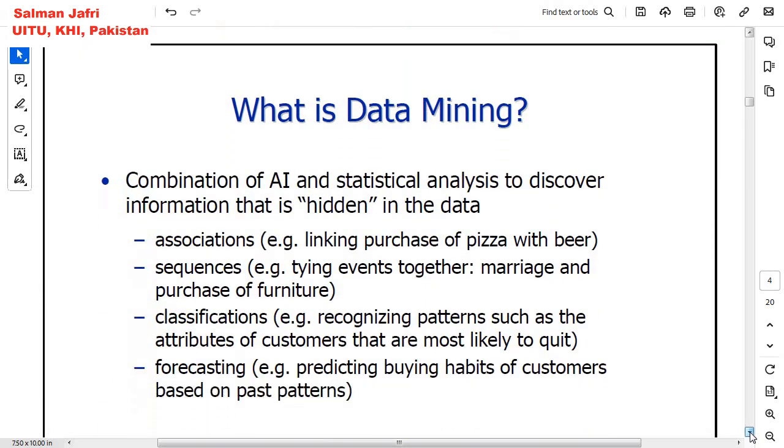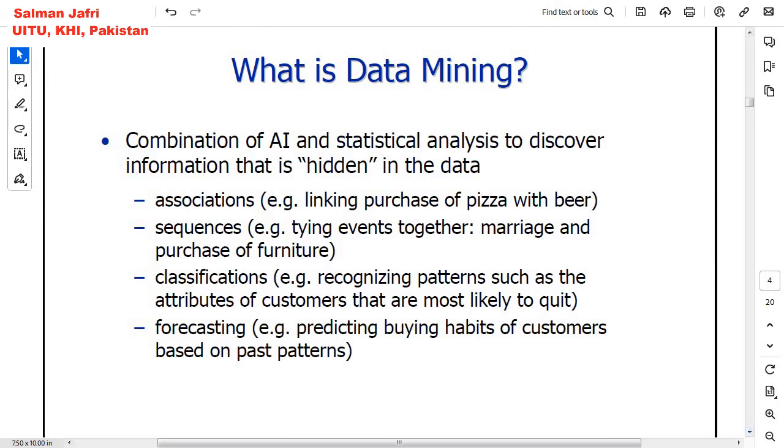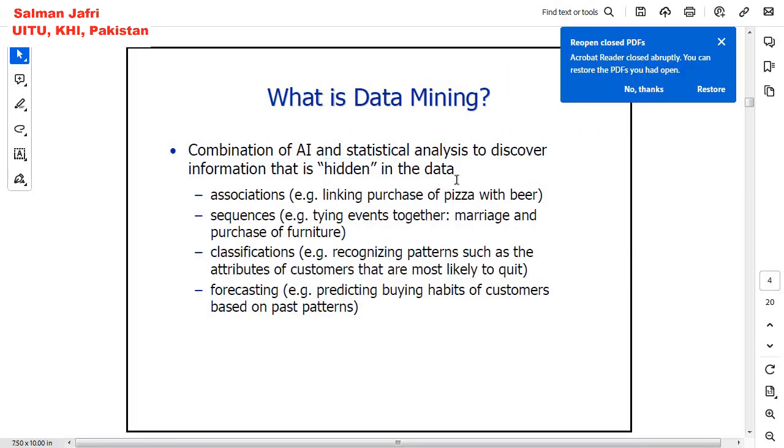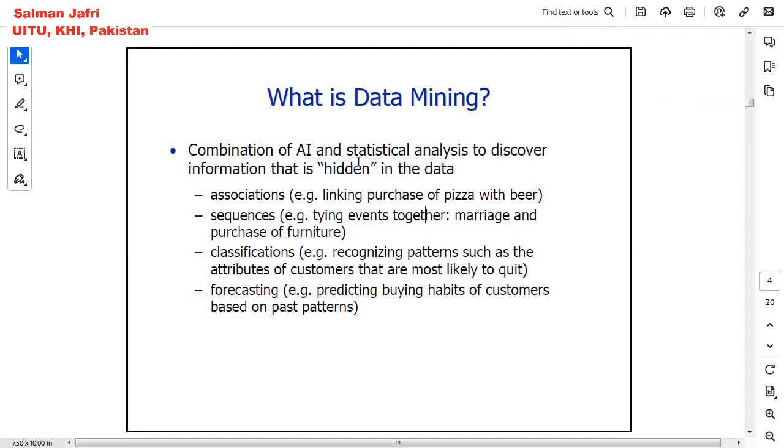So what basically is data mining? Data mining is a combination of artificial intelligence and statistical analysis to discover information that is hidden in the data, right? So what do we mean by that? We mean by associations, right? We want to find associations. For example, linking purchase of pizza with beer. Like in Pakistan, we would link the purchase of pizza with Pepsi, right?